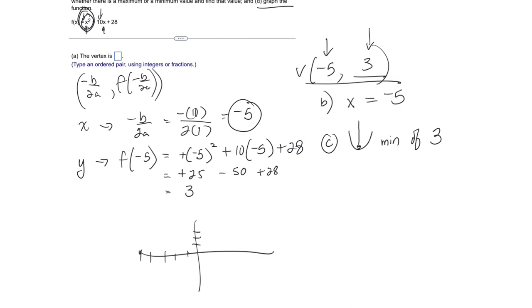Okay, so negative 5, 3, that's the vertex, and then it goes up from there. But I don't know how wide it should be. Should it be a skinny one like this or a wide one? So another good idea is to get an extra point. So in D, to graph it, I'd get an extra point.